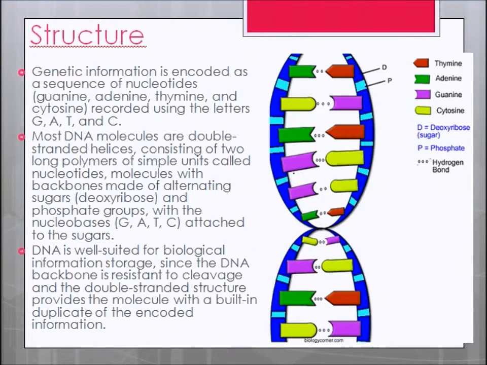Most DNA molecules are a double-stranded helix consisting of two long polymers of simple units called nucleotides, molecules with backbones made of alternating sugar and phosphate groups, with the nucleic bases attached to the sugars. DNA is well suited for biological information storage since the DNA backbone is resistant to cleavage, and the double-stranded structure provides the molecule with a built-in duplicate of the encoded information.